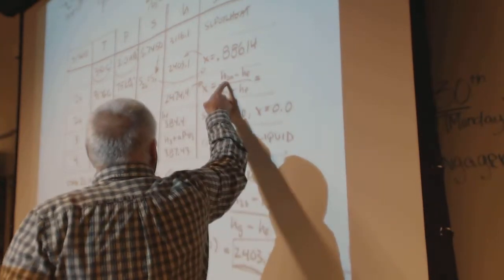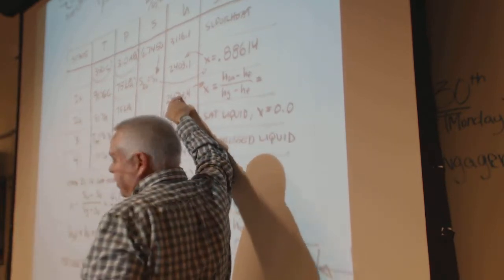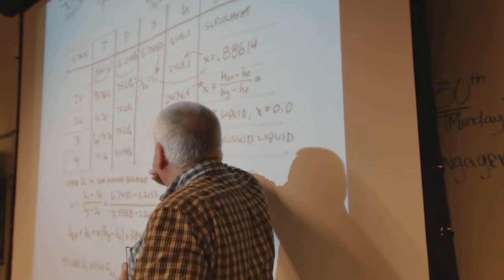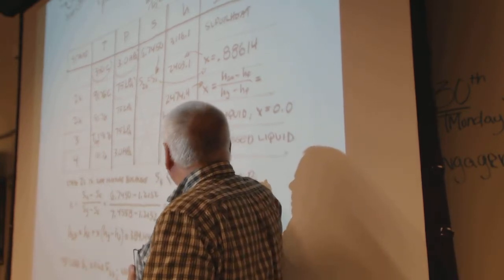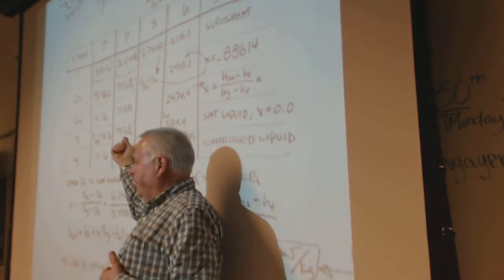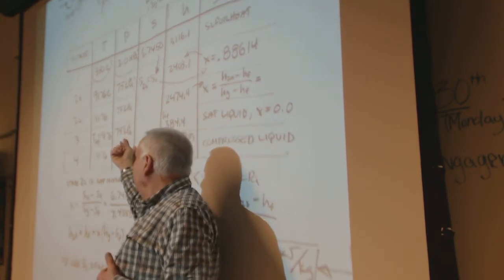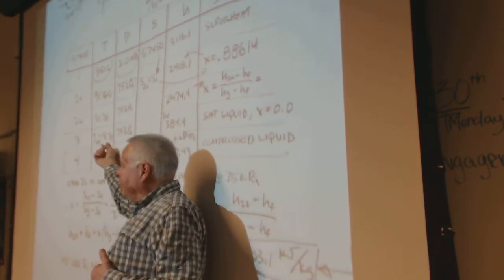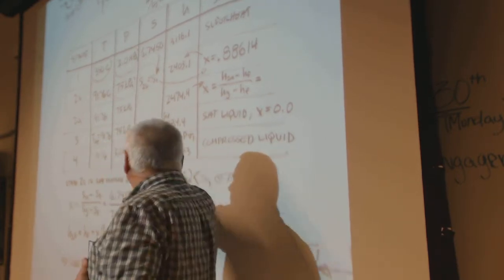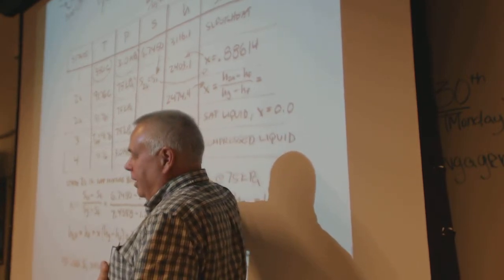And if I wanted to find out X, I really don't care. I needed entropy to find this value so I could find that value. I need that value with this one and the efficiency to find this one, if that's what we're looking for. The next thing is state 3. What do we know about state 3? We're told that that whole condenser is at 75 kilopascals. It's at saturation, so it's saturation temperature. We know it's saturated liquid. We can look it right up. What's the HF gets us that value.